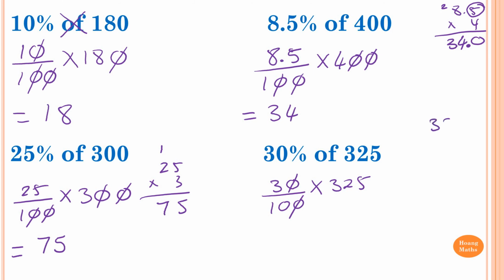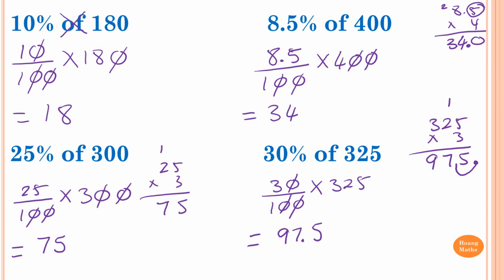So 325 times by 3. So 3 times 5 is 15. You carry 1. 3 times 2 is 6. Add 1 is 7. 3 times 3 is 9. So 975. But don't forget, I need to divide by 10. So I cancel this. I divide by 10. No decimal point means it's right back here. I move 1. So the answer is 97.5.